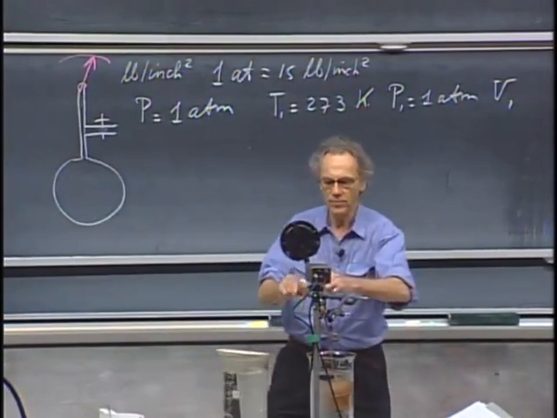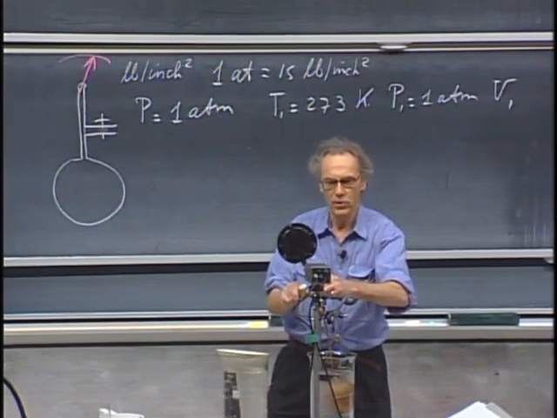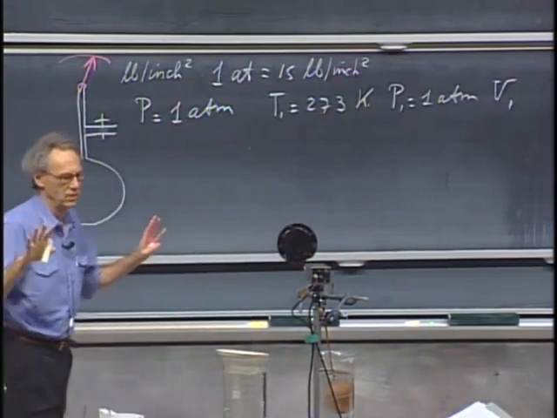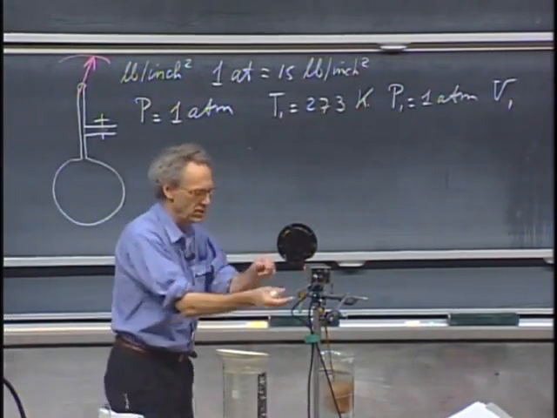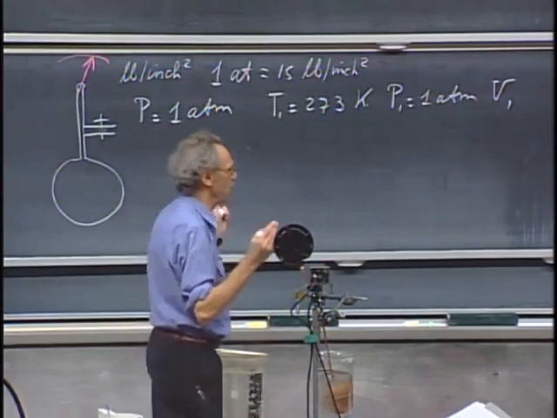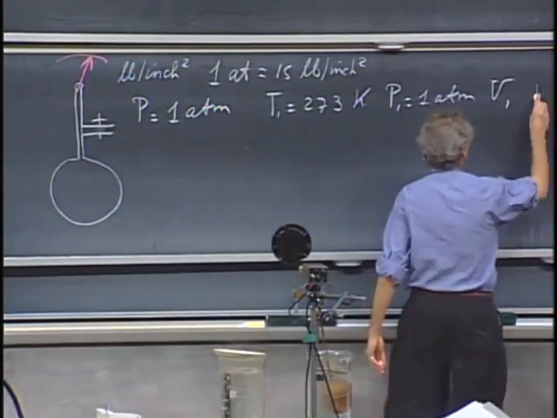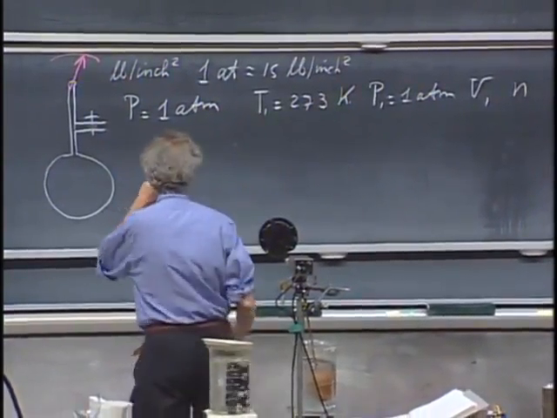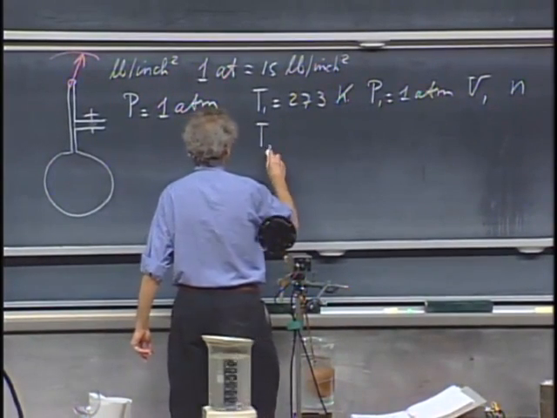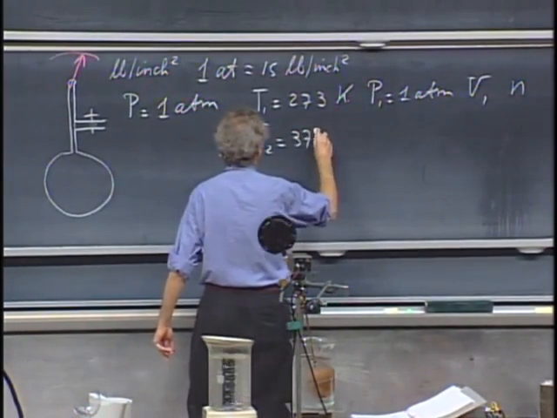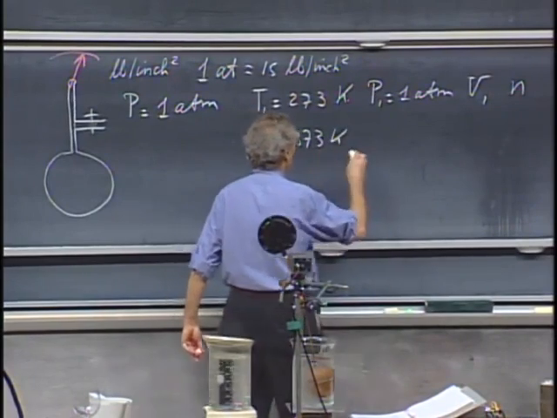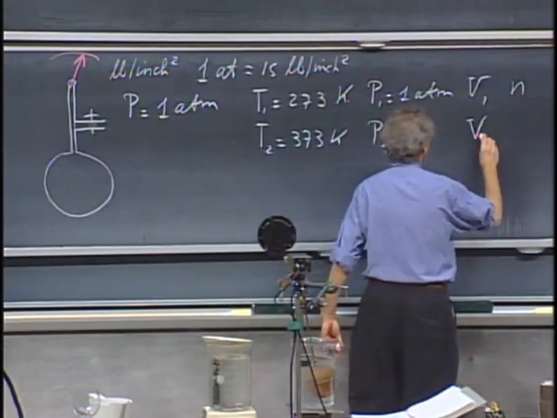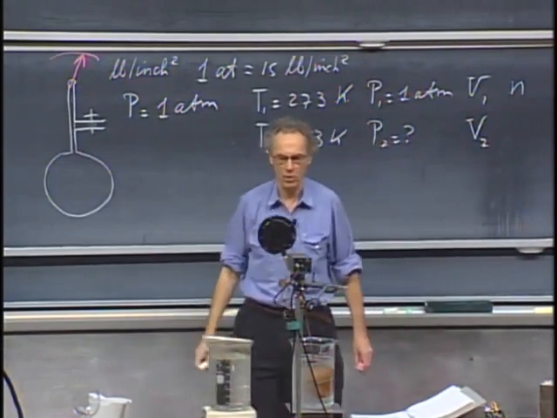I close this valve, thereby the number of moles of air in there is fixed. That's not going to change. So we have 1 atmosphere inside now, and whatever n is of no importance, but it's not going to change. Now I'm going to put it in boiling water, and so I know now that T2 will become 373 degrees Kelvin. I want to know now what P2 is, and the volume is hardly going to change at all.